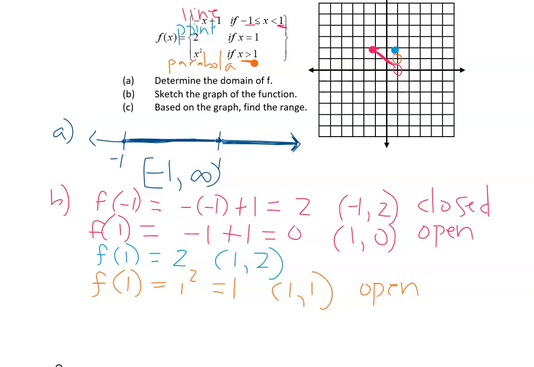Now we need at least 2 other points to be able to graph the parabola or the piece of the parabola. And since there are no other values given to us, we can choose any value we want to as long as it is greater than 1. So I'm going to use 2 and 3. So 2 would be 2 squared equals 4. So I would have the point 2, 4. And because 2 is greater than 1, this is going to be a closed point.